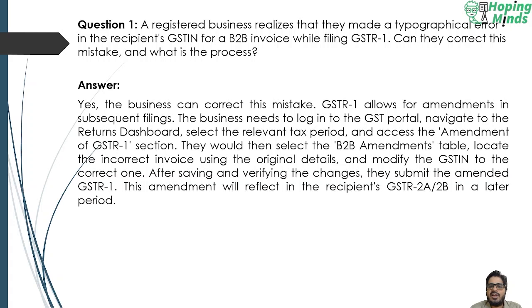This amendment will reflect in the recipient's GSTR 2A or 2B in a later period. So, this type of amendment is allowed only once. So, an incorrect GSTIN can be corrected only once and not multiple times.